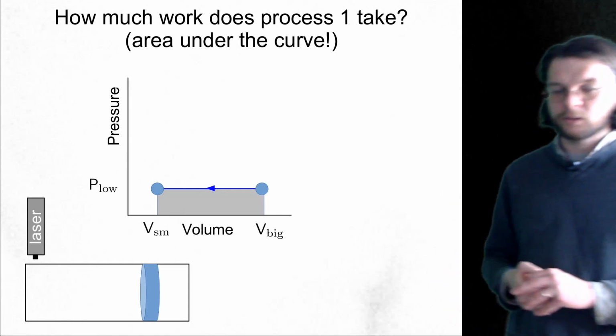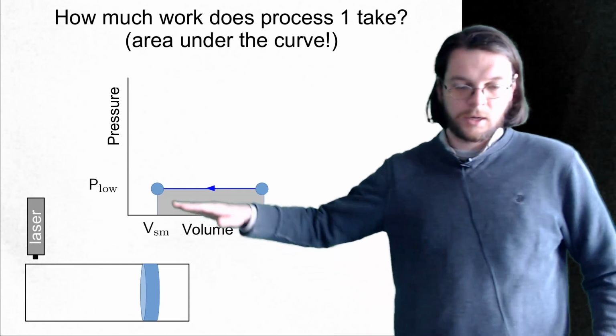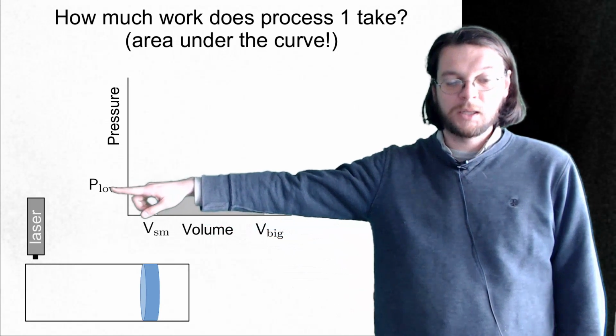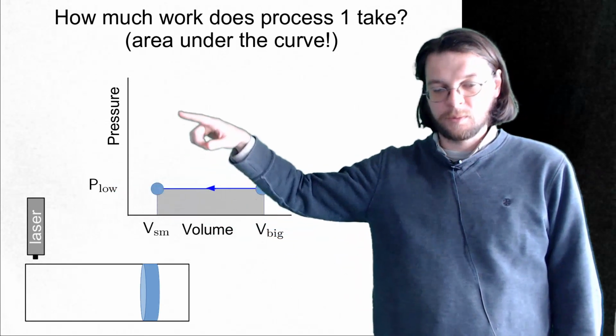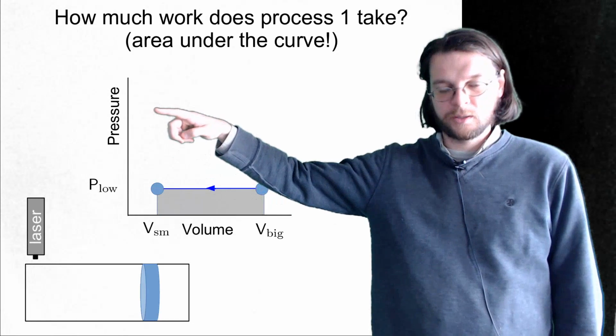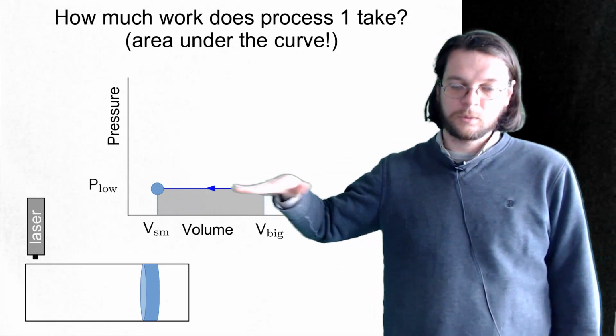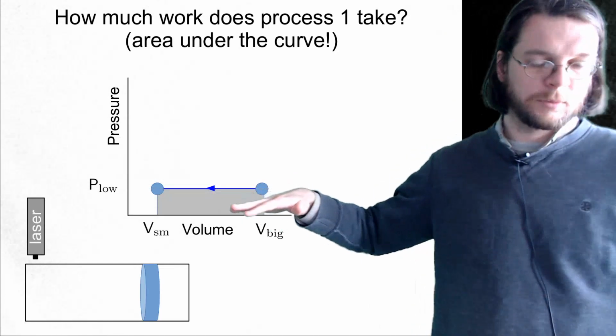Exactly how much work does that take? Well, it's a constant pressure process, so there's only really one pressure to worry about. I'm going to call that P low, because later on we'll talk about how when you get up here, that's going to be the high pressure. So it's a constant pressure process. The work done is the pressure times the change in volume.